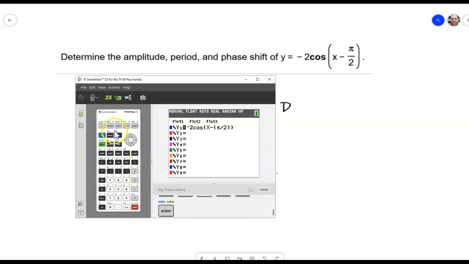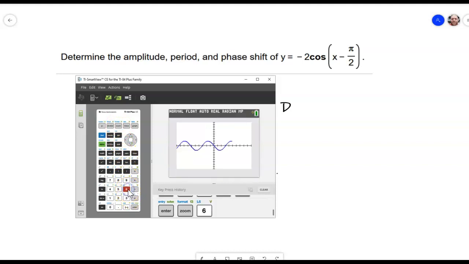Alright, and let's go ahead and take a look at this and see what we got. So I'm going to do a zoom standard to start things off here. And that gives me a pretty good idea of what we're looking at. So it does look like it goes through the origin. It almost looks like a sine curve, except instead of going up starting, it looks like it goes down. But this is actually a cosine curve. And normally a cosine curve would only go down to -1 and up to +1. This one looks like it goes all the way down to -2 and up to +2.